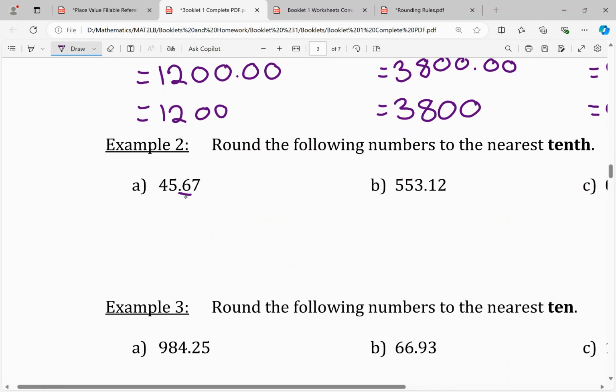The 6 needs help deciding how to round, so it's going to look at the 7, and the 7 tells it to round up, because the 7 is greater than 5. So this is going to equal 45 point, the 6 goes up to a 7, and everything after becomes a 0. If you want, you can rewrite this as 45.7.